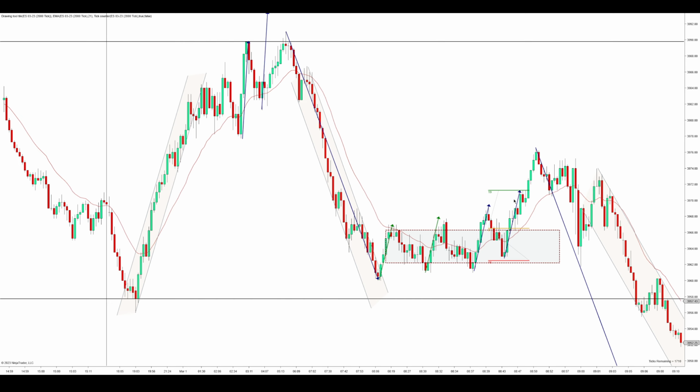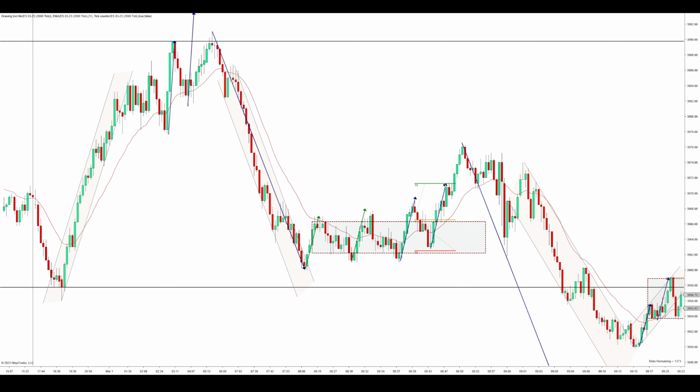I just wanted to get out at the measured move here. I didn't want to push it past the measured move, because even though it can't get to the lows, we don't know for sure it's going to go all the way to the highs. So I just played it safe, got out at the measured move. I got more than 1-to-1.